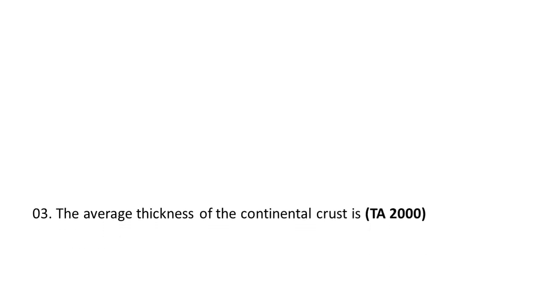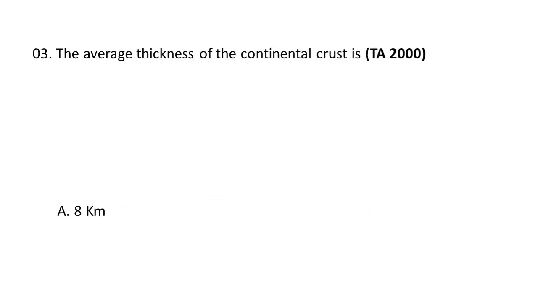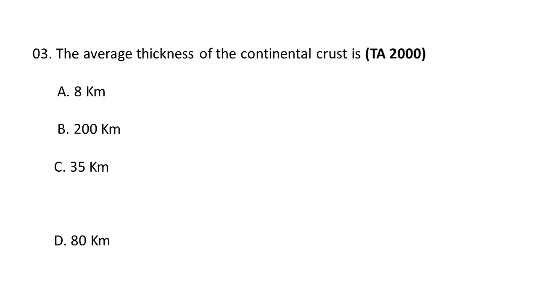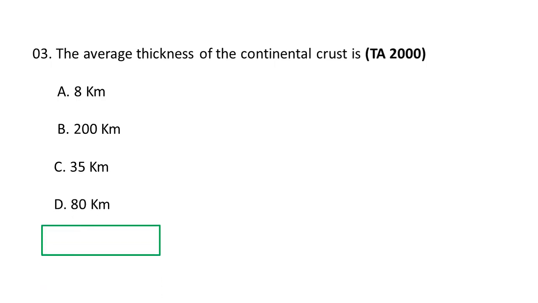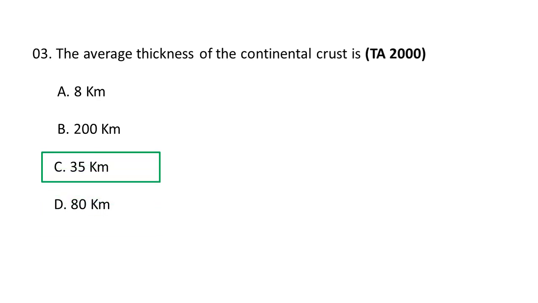Next question. The average thickness of the continental crust is A. 8 km, B. 200 km, C. 35 km, and D. 80 km. The average thickness of the continental crust is around 35 km. It is 30 to 70 km, and however the thickness can vary depending upon the tectonic region. For example, in the Himalayan region, the continental crust is as thick as 70 kilometers. So, the average thickness of the continental crust is 35 kilometers. C is the correct option.